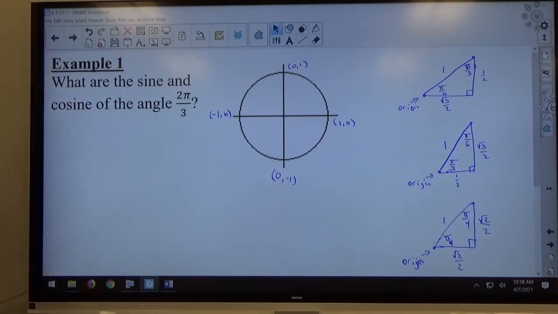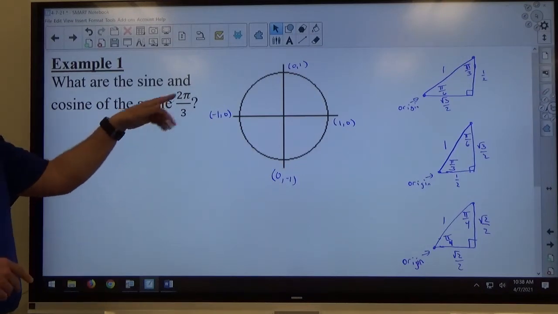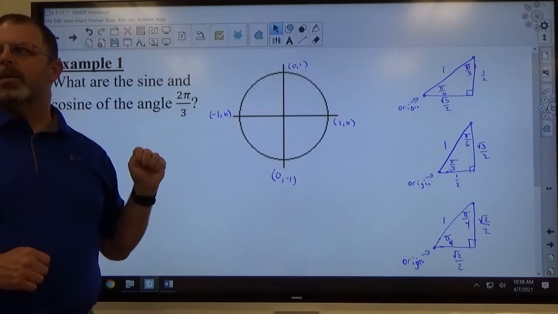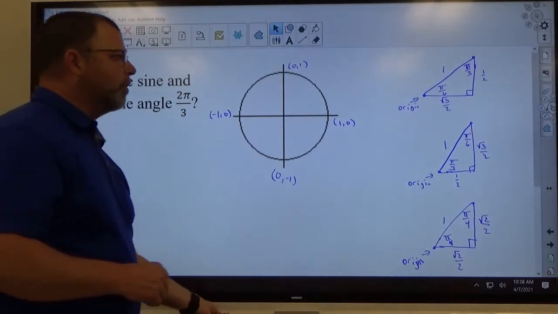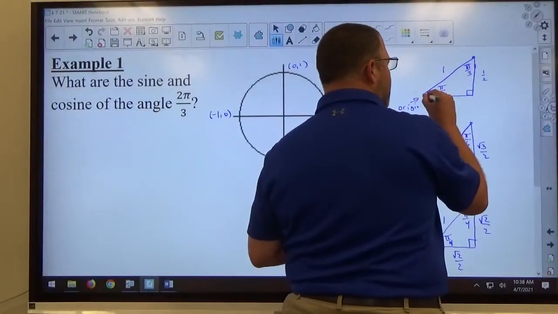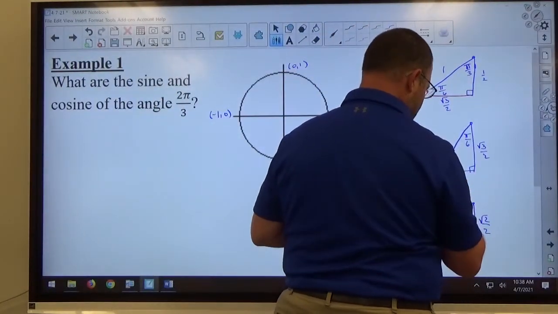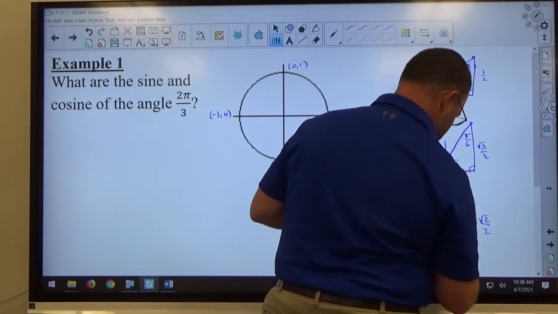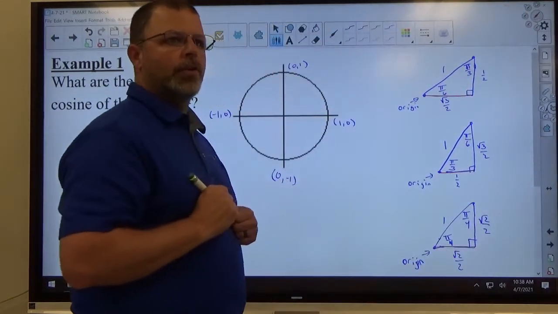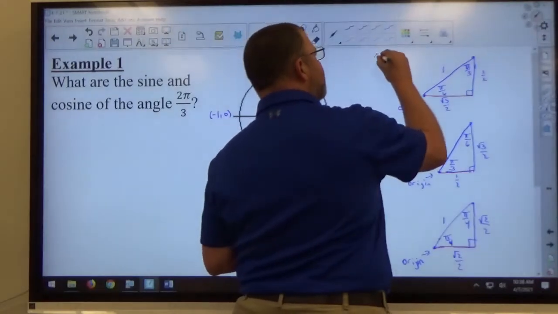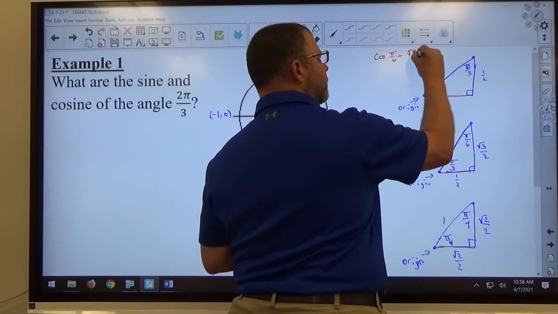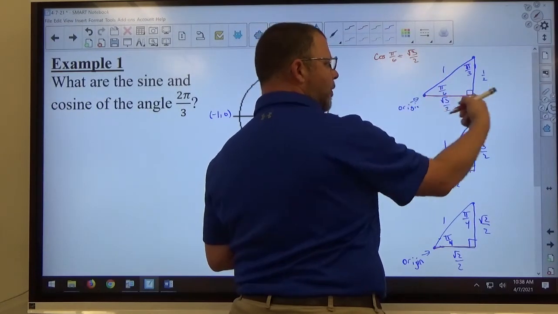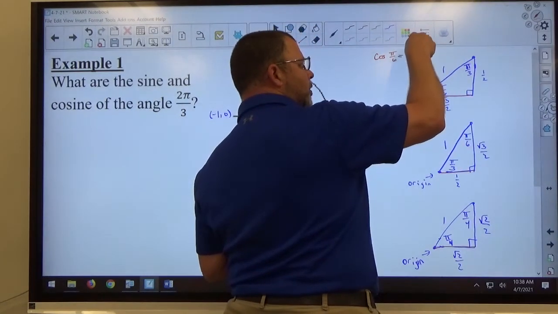Now, with that in mind, we need to draw a triangle in the unit circle to represent this angle and compare it to those three triangles to see which one it is, to establish what the sine and cosine of these things are. Now, for each of these, the horizontal piece is the cosine of the angle at the origin. So the cosine of pi over 6 equals the square root of 3 over 2. That side is what the cosine of pi over 6 is.